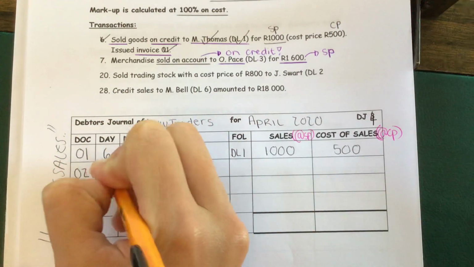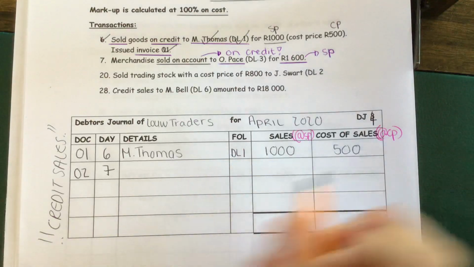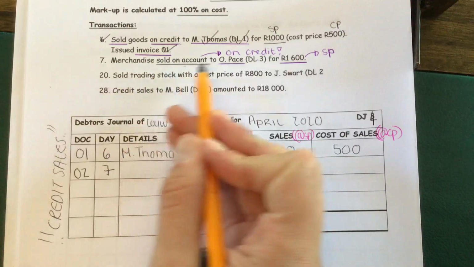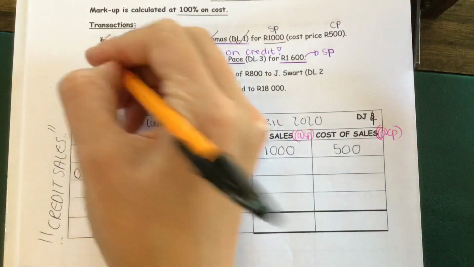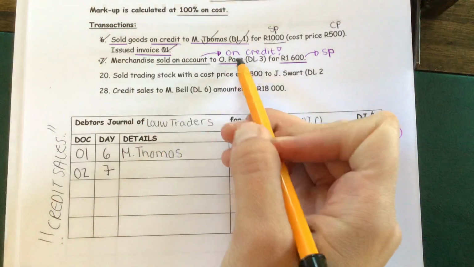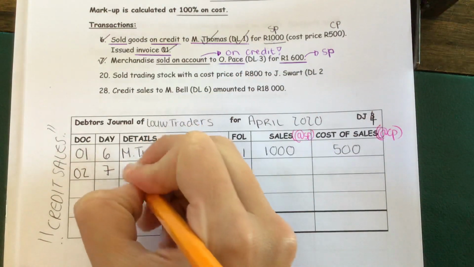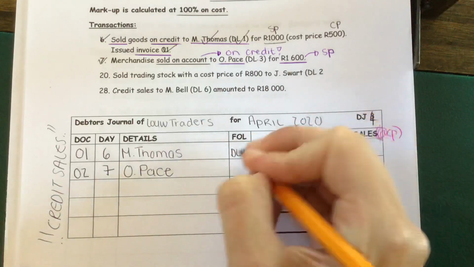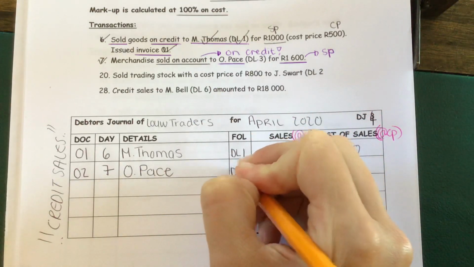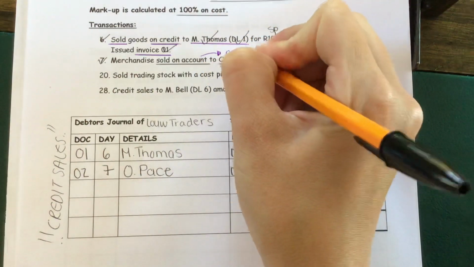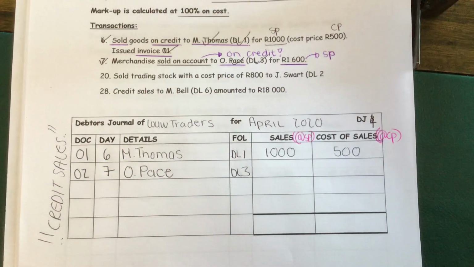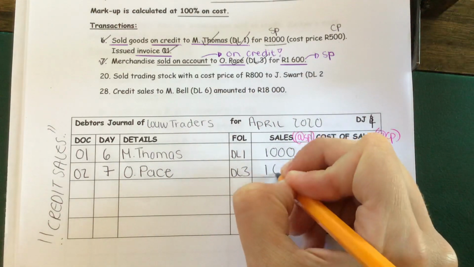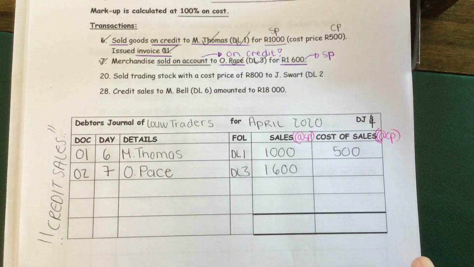The day is the 7th. I got this number 2 because they go in numerical order. They didn't have to tell me that information. Then the 7th we've used. Who did we sell to? Pace. And his little book number is DL3. So we've used that information. Then we sold it to him for 1,600 Rand. That's the selling price, so we can put 1,600 Rand into sales.